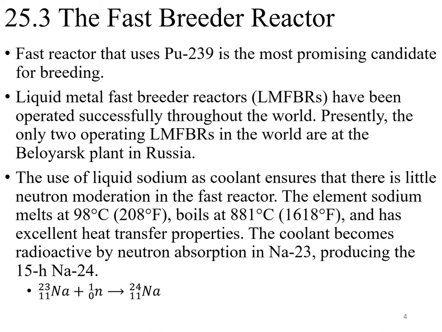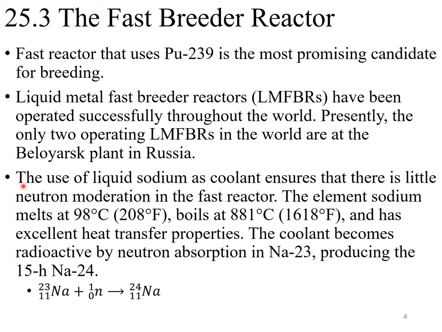From the previous table, we conclude that a fast reactor that uses plutonium-239 is the most promising candidate for breeding. Liquid metal fast breeder reactors have been operated successfully throughout the world. Presently, the only two operating liquid metal fast breeder reactors in the world are at the Beloyarsk plant in Russia. Supplying electricity since 1981, the 560 megawatt electric BN-600 has operated more successfully than any other reactor in that country. Beloyarsk Unit 4, which is a larger 789 megawatt electric BN-800 model, became operational in 2016.